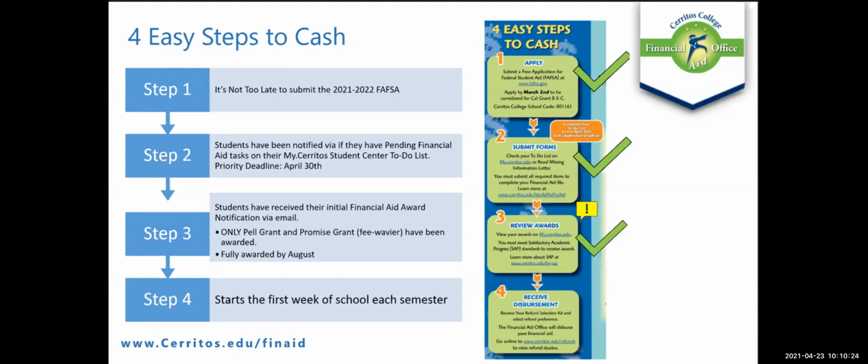And then the last step, which we are not there yet, is to receive your disbursements. And the reason we're not there yet is because we can't disperse financial aid until school starts for the fall term. So right now we're still working with our summer courses. If you're enrolling in summer as a new student, for example, we're still working on awarding summer. So we won't be dispersing fall financial aid until August when school starts.